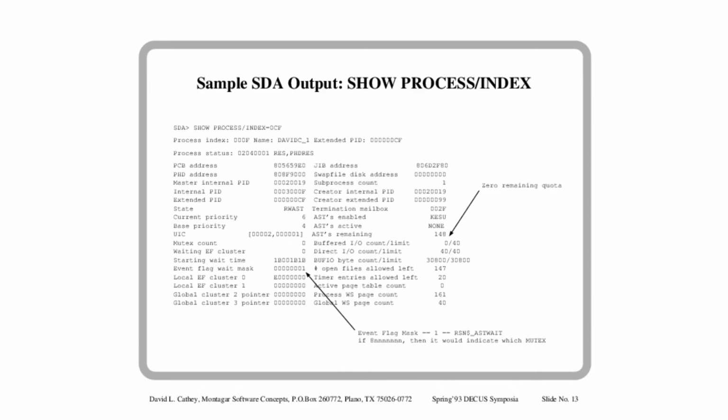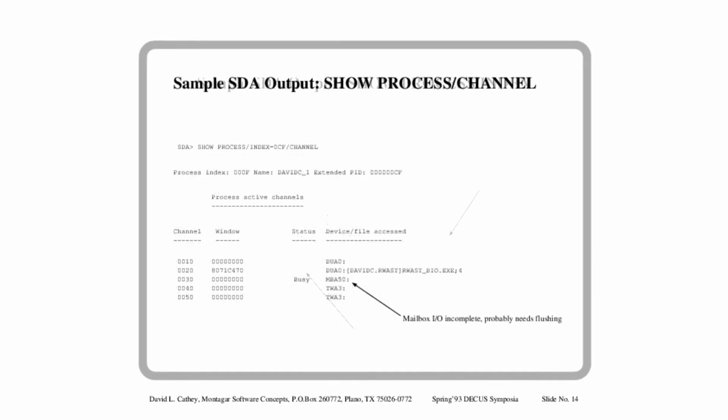So obviously we're stuck on some I/O because we have some non-zero I/O buffers here. The show process/channel is our next step. In this case, we have MBA50, which is flagged as busy. So somehow we need to find out how to flush out this particular device. Mailboxes are fairly easy to flush out, and we'll go into that as we follow on here.